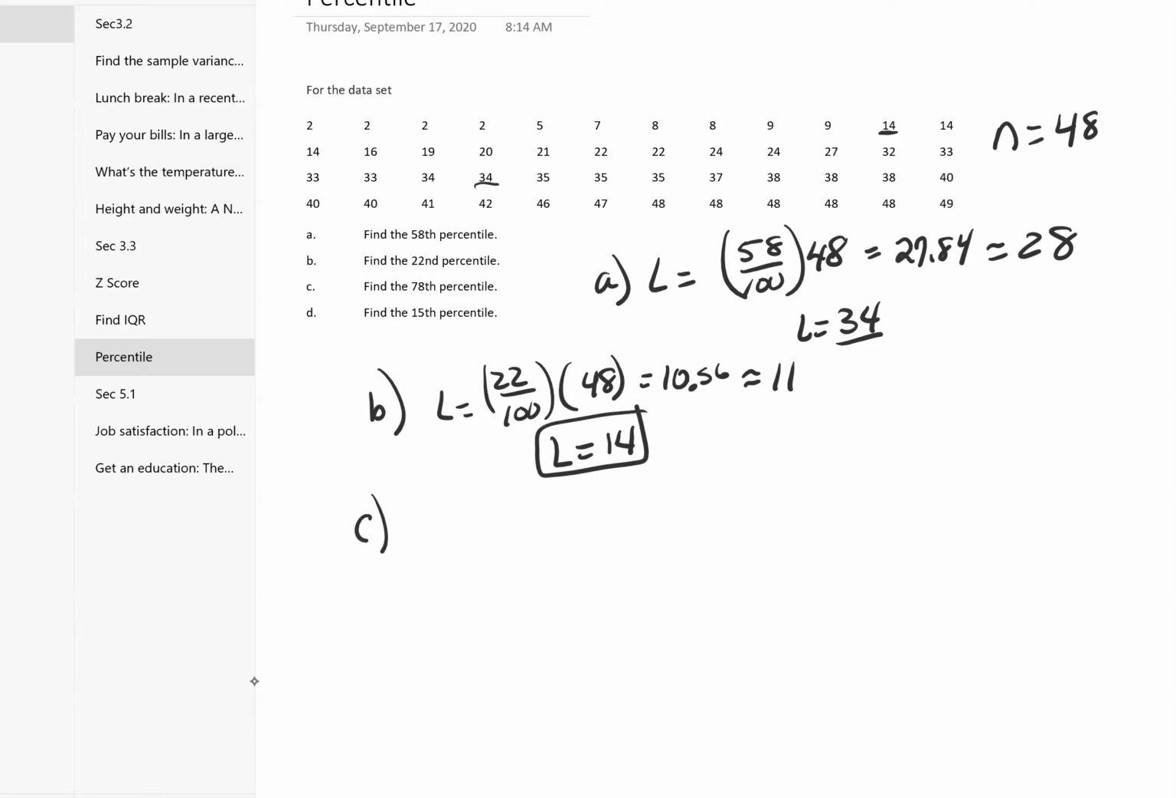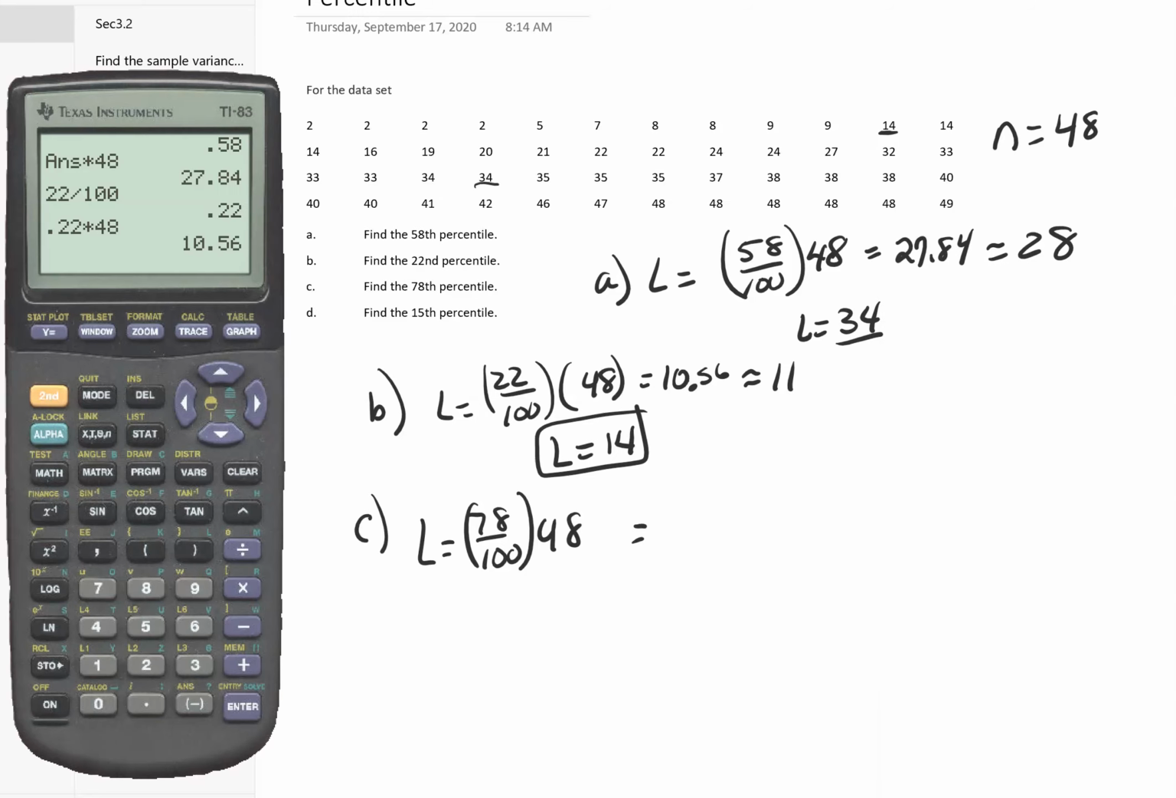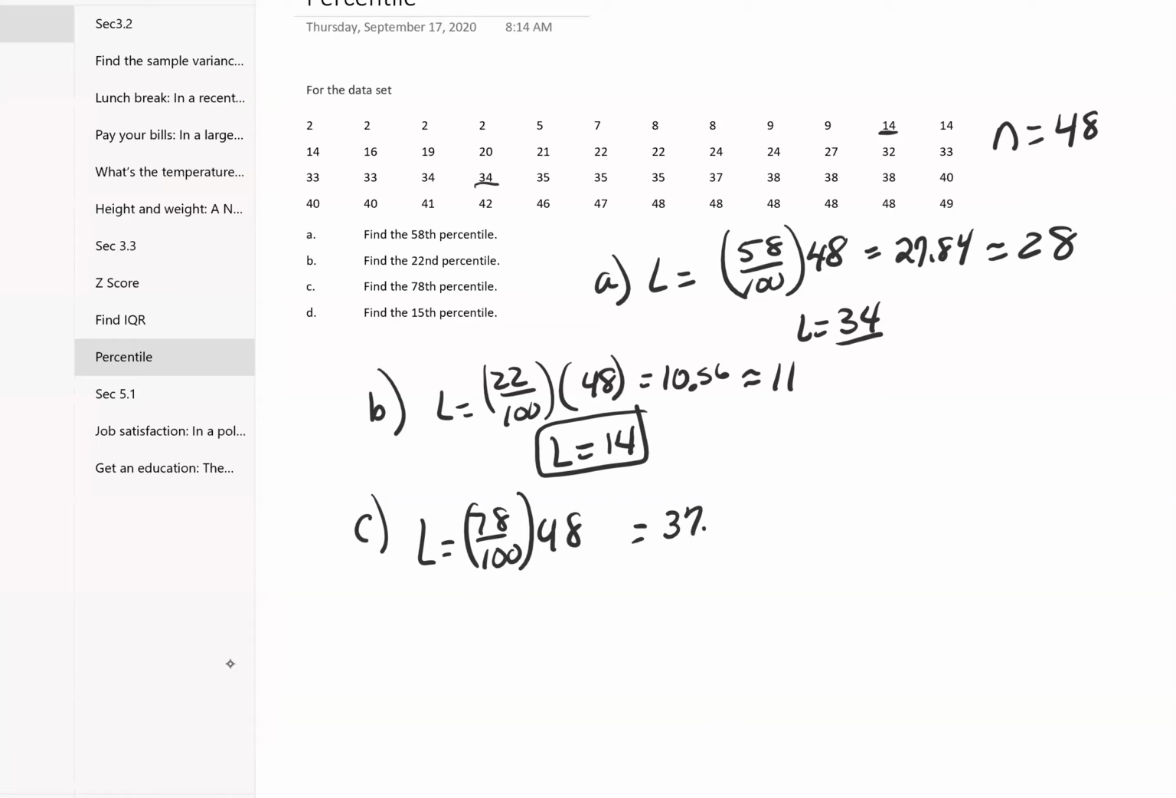C, find the 78th percentile. Same way, 78 divided by 100 times 48. So this is going to be the position. So 0.78 times 48 is 37.44. Round up to 38. So 12, 24, 36, 37, 38. That's the number 40.